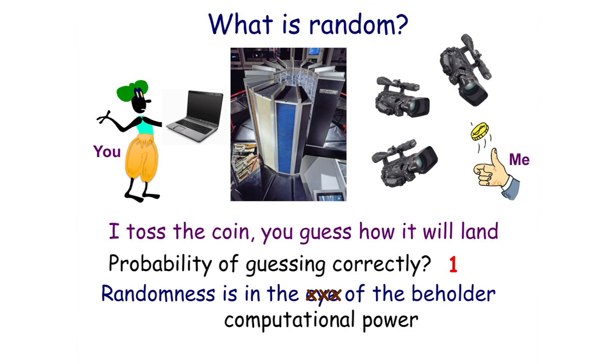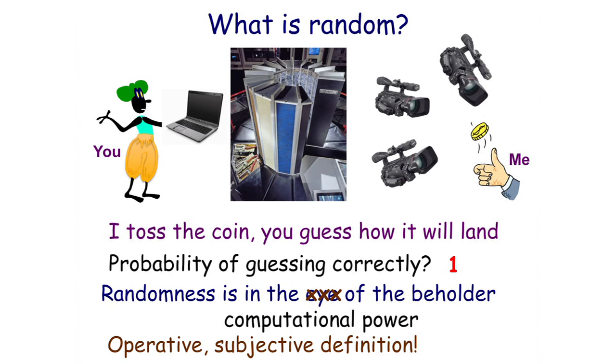Okay, so that's really an absolutely key point. So it's an operative, it's a subjective definition of randomness. How random something is depends on the power or the application using it. That will be absolutely key. So now we are ready to look at what pseudorandomness is. That's exactly what pseudorandomness is about.